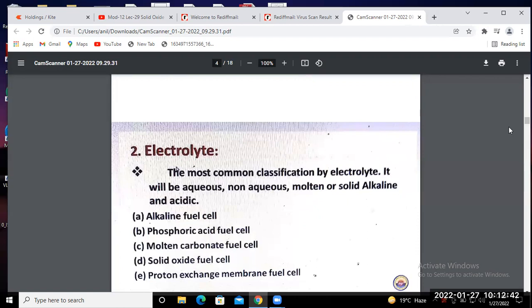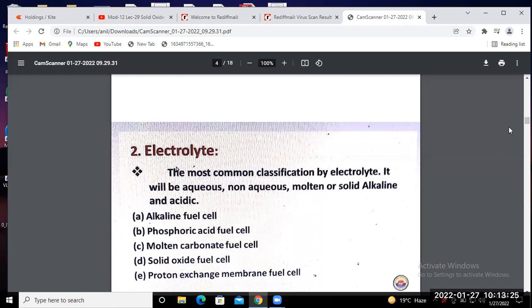So under this we find the first one as the alkaline fuel cell. The second one is the phosphoric acid fuel cell. The next one is the molten carbonate fuel cell. The fourth one is the solid oxide fuel cell, and the last one is the proton exchange membrane fuel cell. So these are the various classifications of electrolytes, the common classification based on their electrolytes.